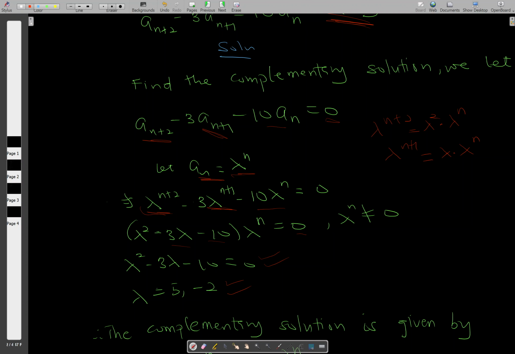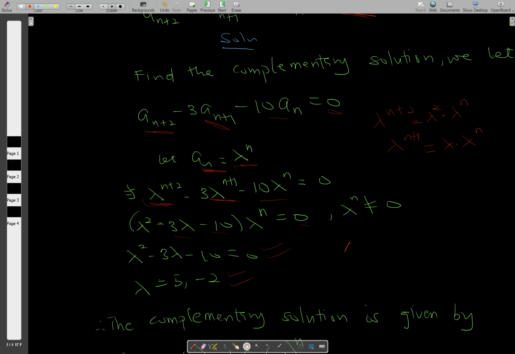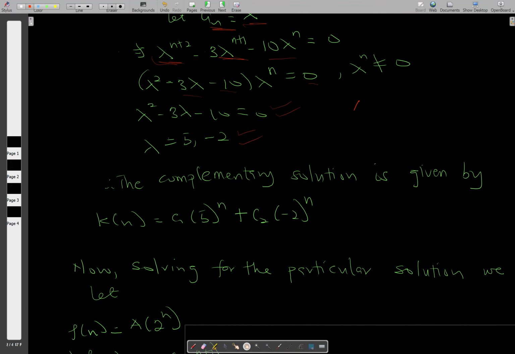And therefore, our complementary solution, which is k n, is given by this. Don't forget, when you have distinct roots, the solution is given by c1 lambda 1 to the power n plus c2 lambda 2 to the power n. So our lambda 1 is 5, our lambda 2 is negative 2.